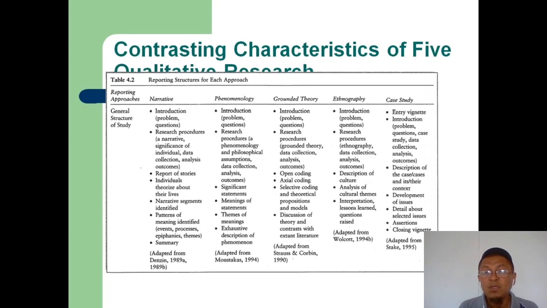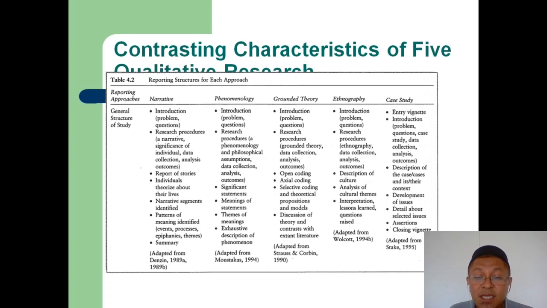As for phenomenology, same, you have the introduction and the research procedures, which will entail the assumptions, the data collection, the analysis, the outcome, and then the significant statements and the meanings of the statements. Significant statements are the selective statements that you pick up from the data that you analyze, and then the themes of meaning, and then an exhaustive description of the phenomenon.